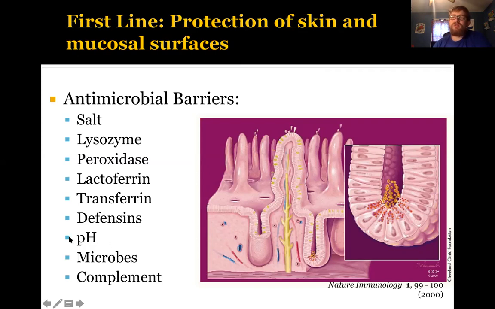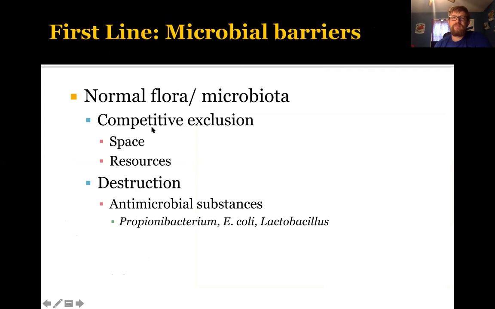pH. So certain bacteria can lower the pH. I think you guys can start to appreciate that now. We mentioned that actually specifically in the vaginal canal of females. Lactobacillus keep the pH low, which helps protect the vaginal canal from pathogens. Other microbes, again, we'll talk about that in just a second. And then even the complement system, which we'll go over in more detail. All right. So let's talk about these microbial barriers, and then we'll take a short break.